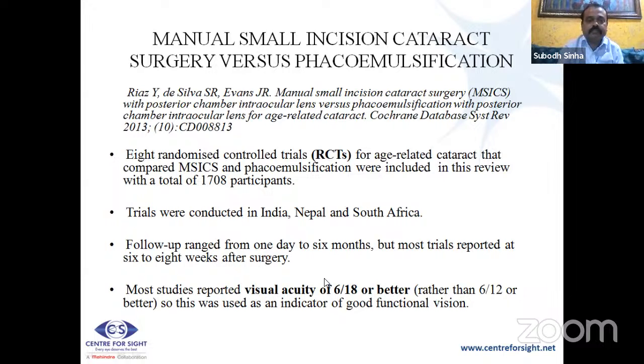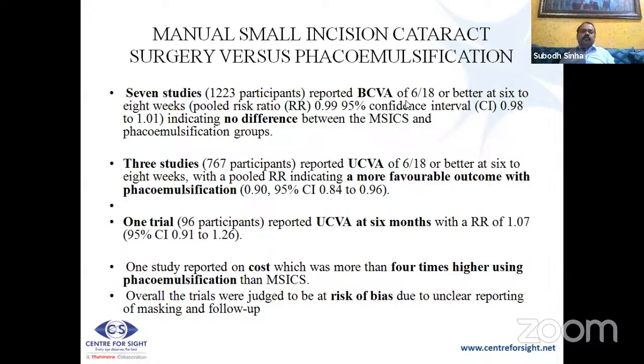And so far as the best corrected visual acuity is concerned, most of the studies found no difference. But if you look at the uncorrected visual acuity, three studies found a more favorable outcome with phacoemulsification, because the chances of surgically induced astigmatism will be more in manual small incision cataract surgery. They studied the cost, and found that phacoemulsification was almost 4 times higher compared to manual small incision cataract surgery. But this study did not rule out any risk of bias.